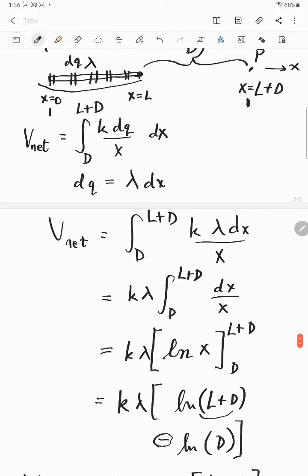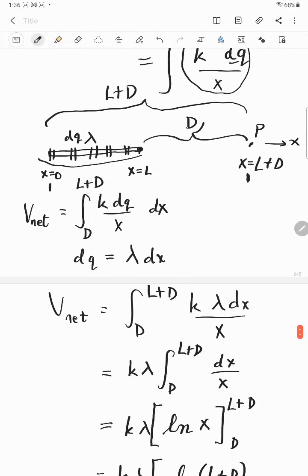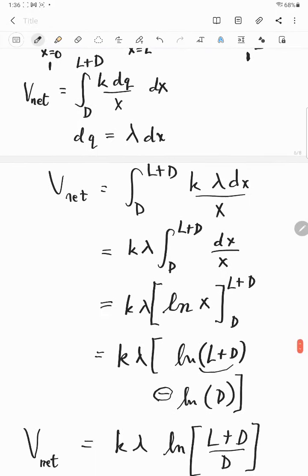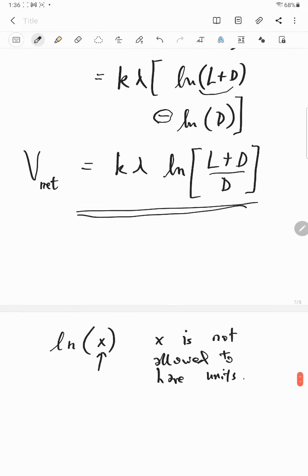And so I showed you an example of calculating the potential of a charged rod. It comes out with this funny formula, this natural log business, but that is what it is.